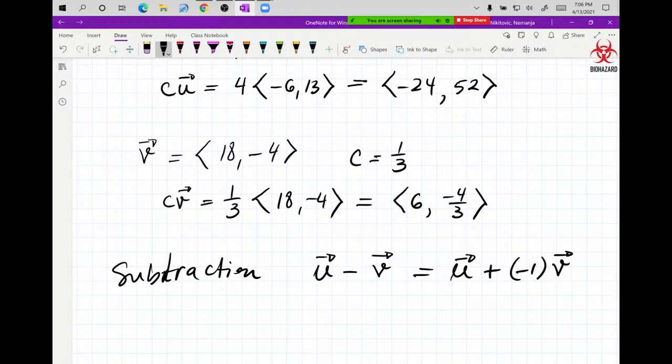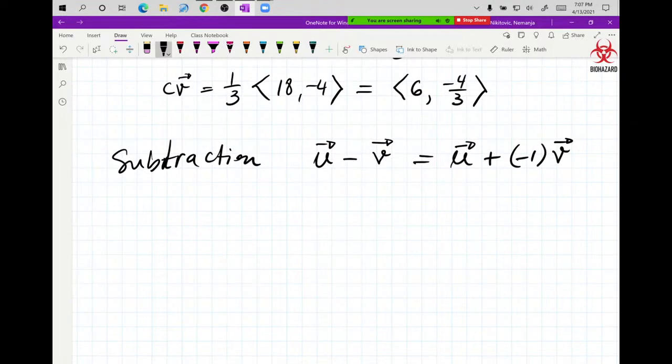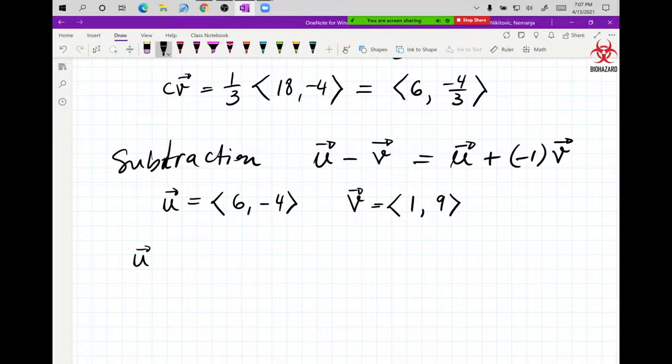So let's see what we can get for that. If I want to subtract, let's say u is 6 and -4, and let's say v is 1 and, can't even think of numbers, 9, doesn't matter. So these are the two vectors. How much is u minus v? Well, when you're doing calculations, sure, just do the subtraction.